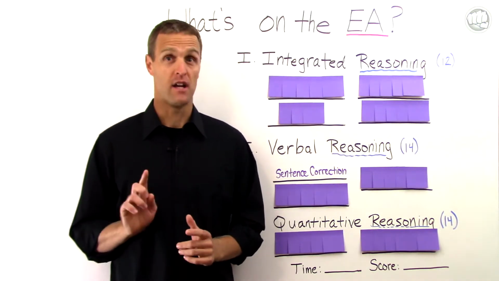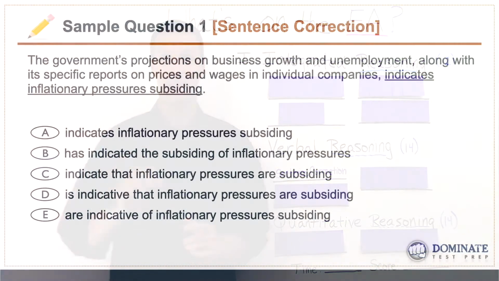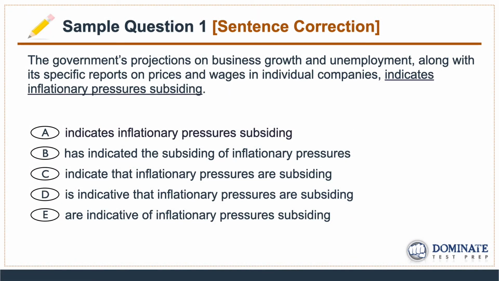Sentence correction looks a little something like this. So here you see your first sample question on the Executive Assessment, very much like what you will see on test day. How do you know you're dealing with sentence correction? Because you see a sentence. That's it, one sentence, part of which is underlined. So again, if you want to press pause, you can. You see this sentence at the top, the government's projections on business growth and unemployment, blah, blah, blah.